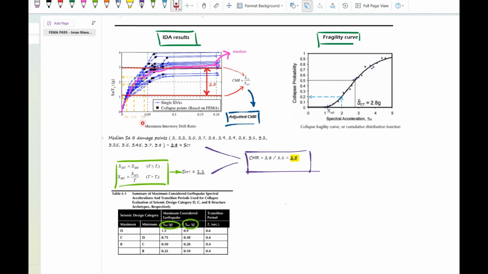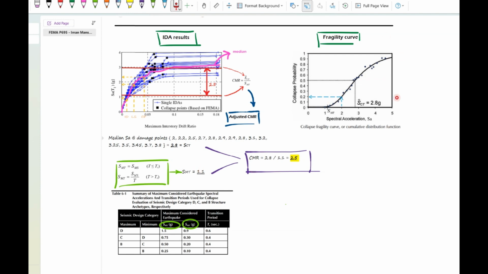Another application of IDA is determining the spectral acceleration corresponding to a given performance level, for example, IO level, LS, or CP level. For instance, for the life safety level in ASCE 41, which may correspond to, say, 2% drift, the associated spectral acceleration can be identified using IDA results.